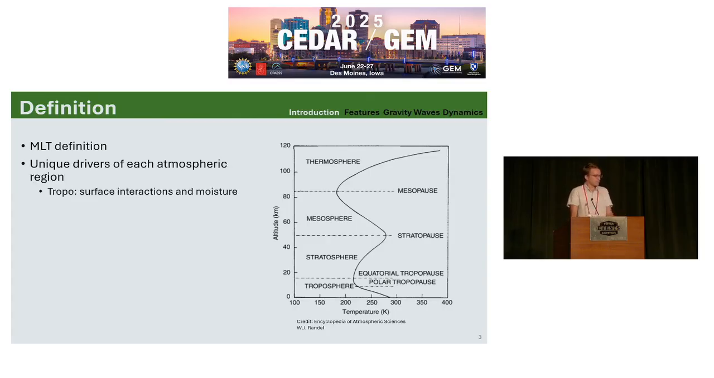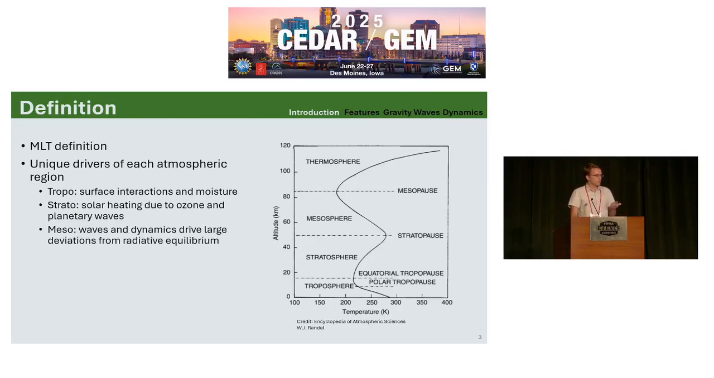Real quick, we're going to run through what, in my opinion at least, the main drivers are of each of these regions, going from the surface up. The troposphere is strongly driven by surface interactions and moisture in the atmosphere. The stratosphere is strongly driven by solar heating due to ozone and planetary waves. The mesosphere is largely based on wave dynamics that drive it to deviate away from radiative equilibrium, which is what I'll be talking about a lot here. And in the thermosphere, you start to get electrodynamics, and you have a non-mixed atmosphere that drives some more dynamics in that region.